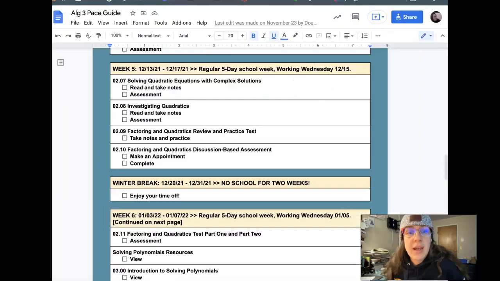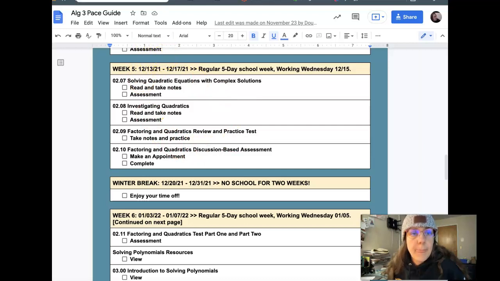And then if you check out your pacing guide, also look at your calendar for your individual due dates. It's really important. That will help you keep on task. You'll see that week 5, you should be halfway through module 2. Okay. So that is a lot.